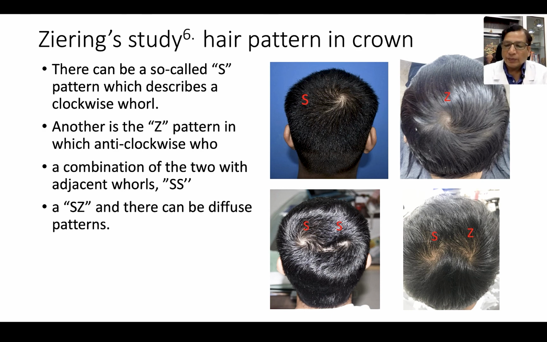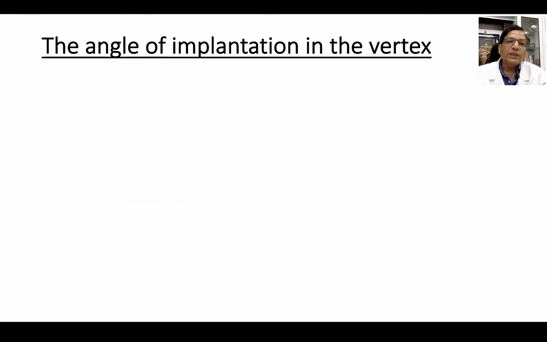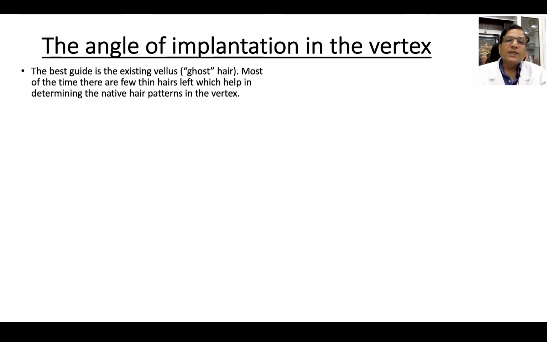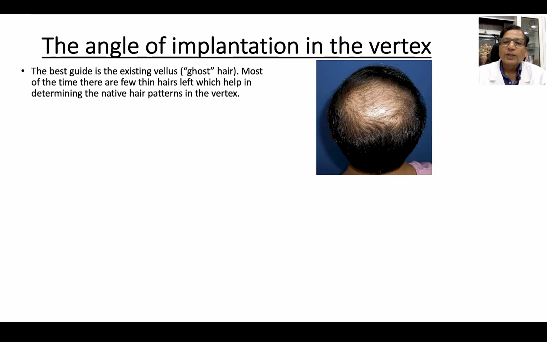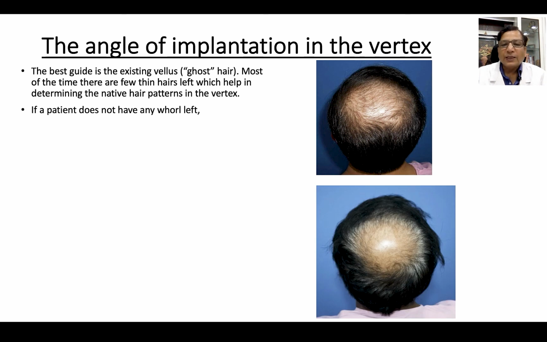Also, for the angle of implantation in the vertex, the best guide is the existing hair, the vellus hair, ghost hair. Most of the time, there are a few thin hairs left which help in determining the native hair pattern. These are the ghost hairs. A lot of ghost hairs are there, so just follow them. If the patient does not have any whorl, then you can put it on the side where he is doing the parting.